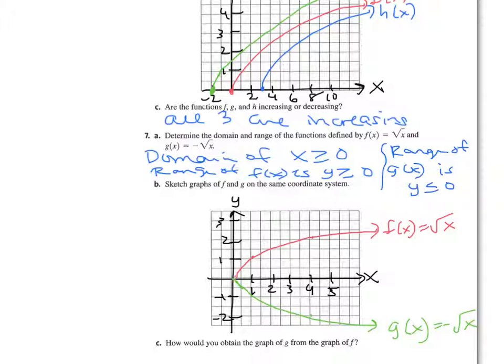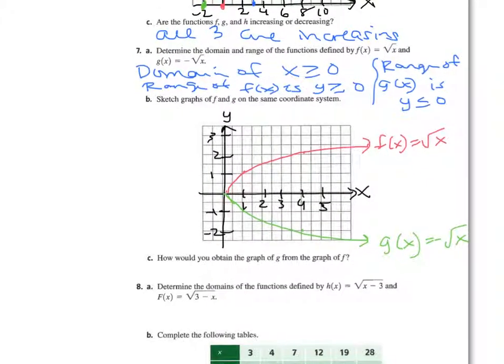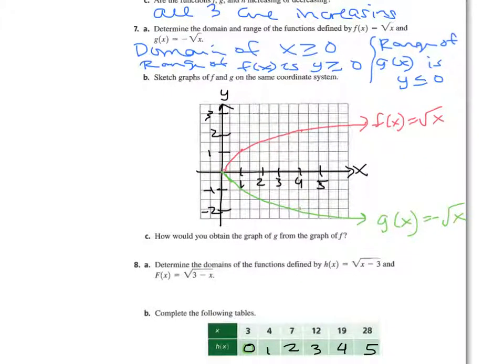So look at these two graphs. The red one is the original one, and the green one is the bottom half, the one that has the negative in front of it. You can see the range of that is everything lower than or equal to 0, because that opens down. So what is the relationship between them? These two graphs are reflections. I'm reflecting f of x over the x-axis. That's how I'm getting to g of x. I'm negating the y's, which means I'm reflecting it over the x-axis.